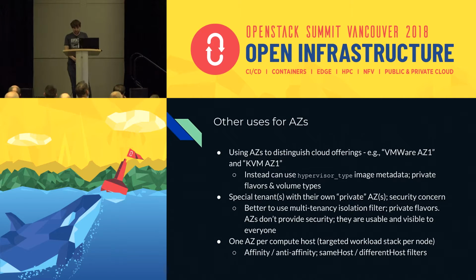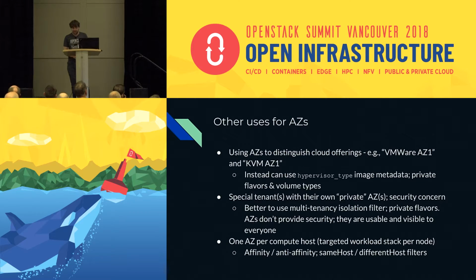The second, probably the most common one I've seen, are operators who want a private AZ for a special tenant or tenants. And besides not really being a failure domain, this doesn't really provide privacy or security by itself, because AZs are public to all tenants. You can't hide an AZ from specific tenants. There's no RBAC built around them, as they're not meant to really function that way.